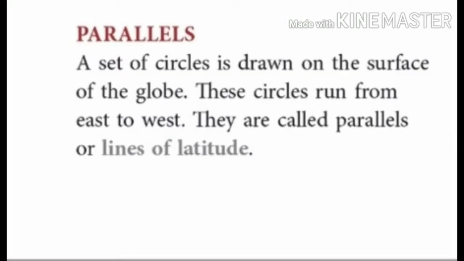A set of circles is drawn on the surface of the globe. These circles run from east to west. They are called parallels or lines of latitude.